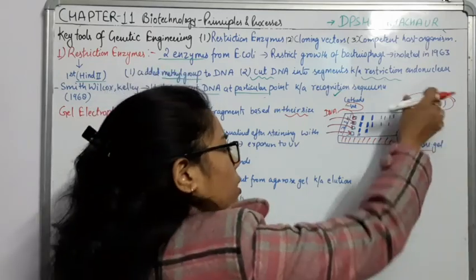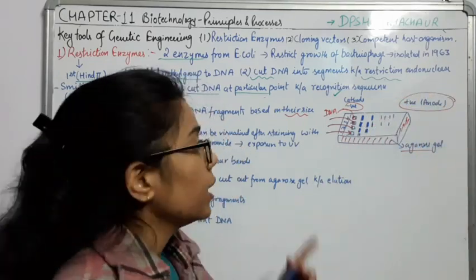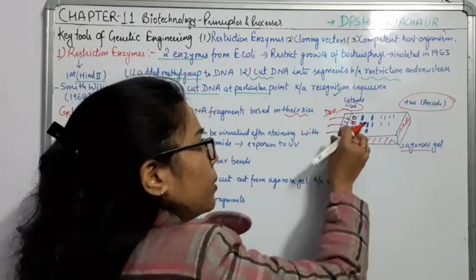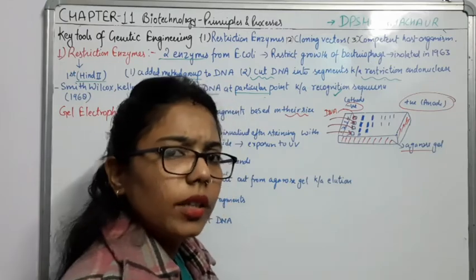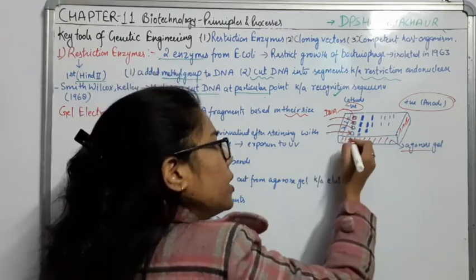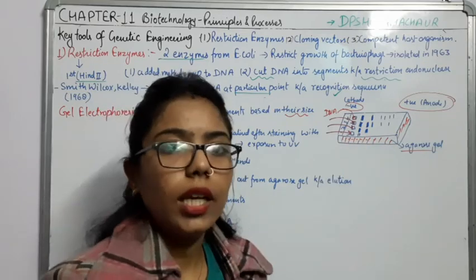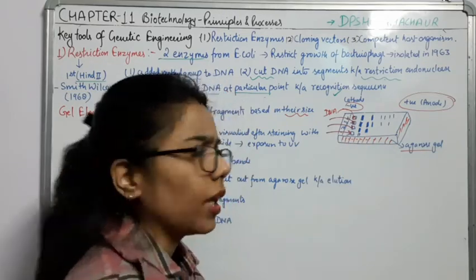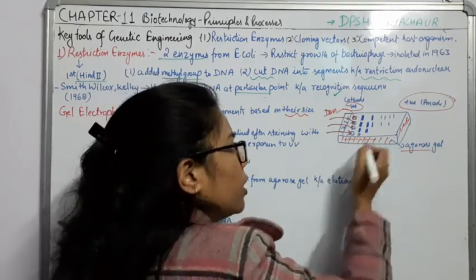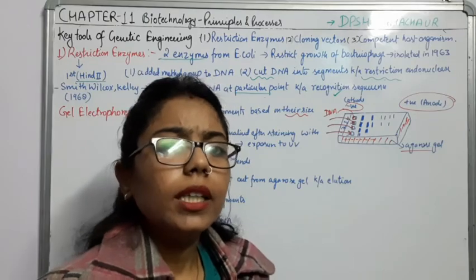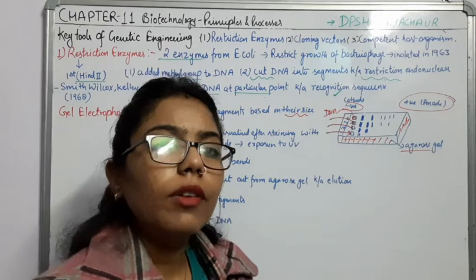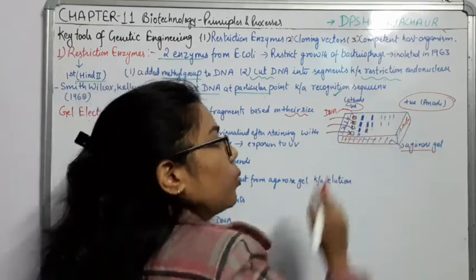As we attach the anode here, what will happen? These negative charges will travel from the cathode to the anode, from negative to positive. Due to the sieving effect, as the agarose gel has pores, it helps them travel in a proper way. It moves according to size. What does it mean? If the fragments are larger, they will not be able to move up to the anode.